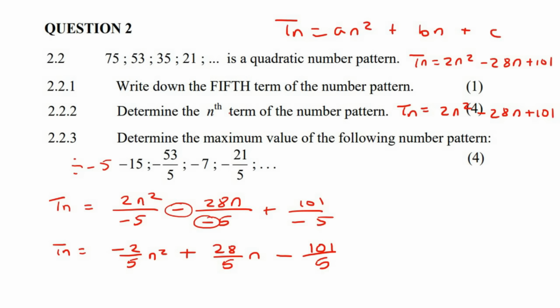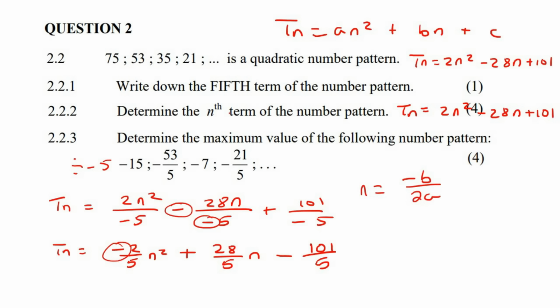Now, this is a parabola, okay? The reason I say that is that it has that n squared. Normally it's an x squared, but with patterns we use n instead of x. And it's got a negative, so it's a sad parabola, so it makes sense that it has a maximum value. So to find the maximum of a parabola, use minus b over 2a.